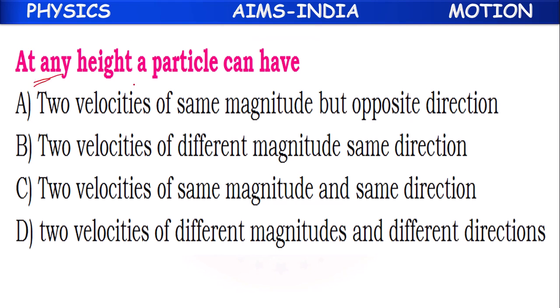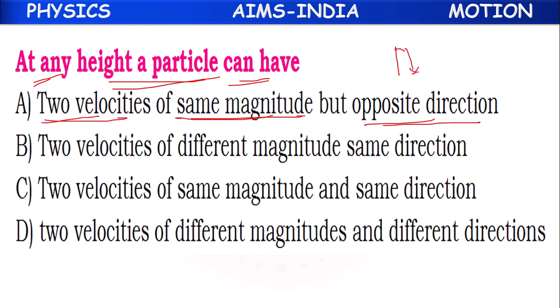At any height, a particle can have, as we just told, two velocities of the same magnitude but opposite direction. One velocity is upward, one velocity is downward. So option A is the correct answer.